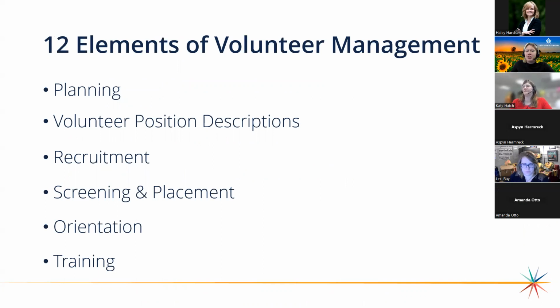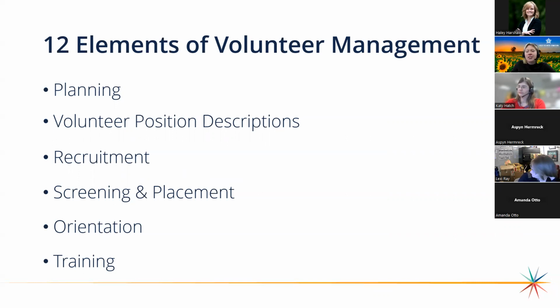So the 12 elements of volunteer management are the essential elements that make a volunteer program most effective and sustainable for the long term. Our first step is planning. Before developing or expanding your already existing volunteer program, it's essential to build the foundation for volunteer engagement by planning what our program will look like into the future. This is also a time that's really important to garner organizational support through the planning process, which helps create a positive culture for volunteerism throughout the entire agency, not just in the community engagement department.